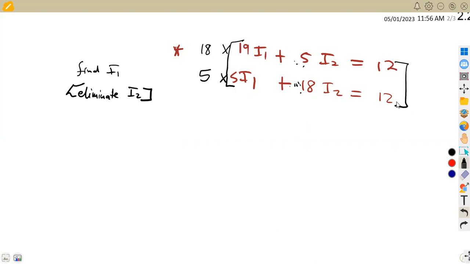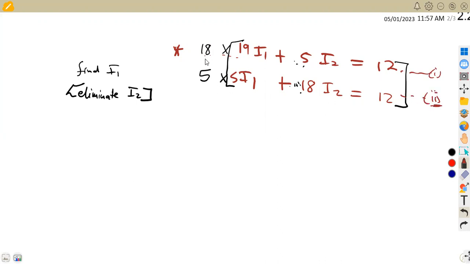So it depends on which part you are to eliminate. If you wanted to eliminate I1 in order to calculate I2, that means we are going to interchange 19 and 5 on I1. You can eliminate I1 by that. All right. So let us multiply and see what you're going to have. This 18 is going to multiply everything in the first equation. The same thing with 5 is going to multiply everything in the second equation.